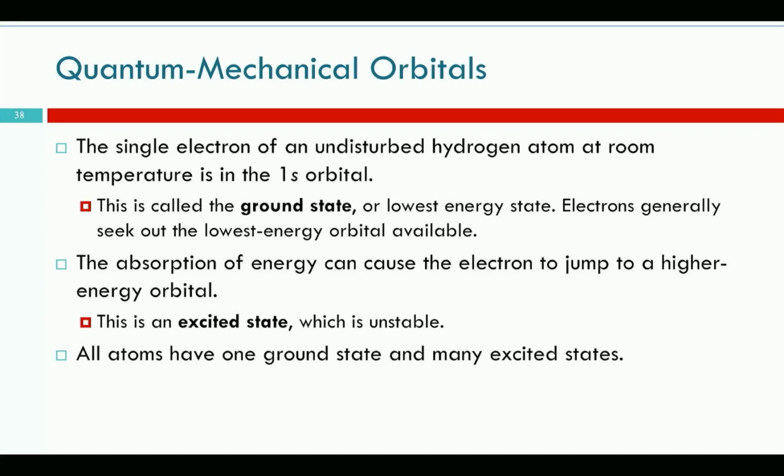So since that's the lowest energy, it's called the ground state. And electrons will generally, like most things, seek out the lowest energy orbital available. If you give it enough energy, that electron will jump up to some other energy level. That's an excited state, and then it'll come back.